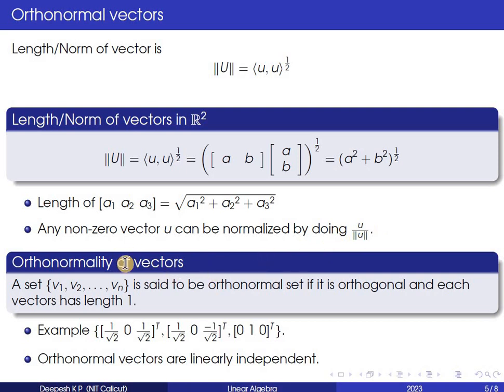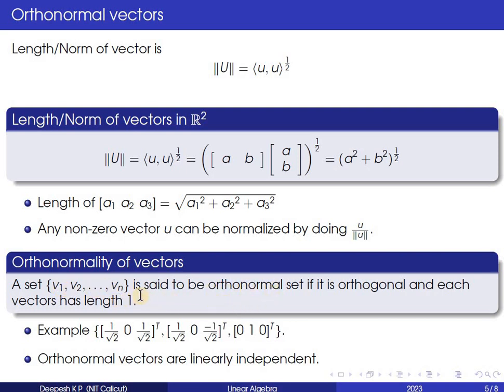Now we define the concept of orthonormality of vectors. A collection of vectors is said to be orthonormal if it is orthogonal as well as normal. What do we mean by normal? Normality implies that the length of the vector is 1. And orthogonal means the inner product of two different items is equal to 0. So a collection of vectors v1, v2, etc., vn is said to be an orthonormal set if the inner product of vi with vj is equal to 0.